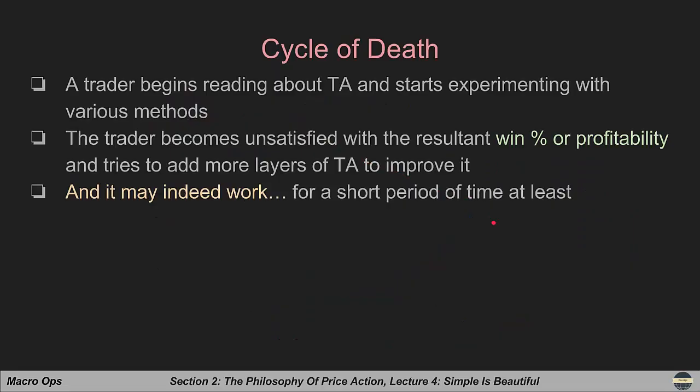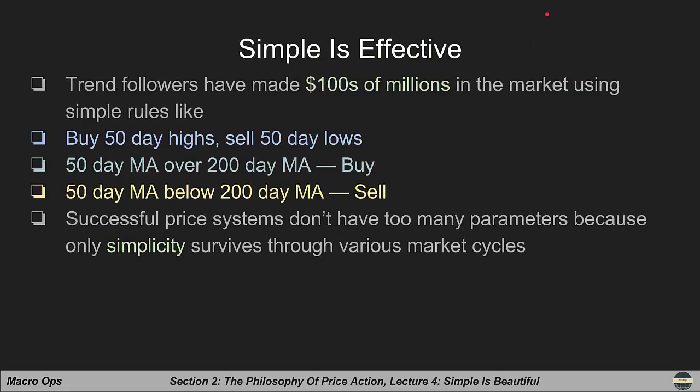All right, so a trader first coming in and reading about technical analysis and experimenting with various methods usually falls into this trap because they keep adding and adding and adding to try to up win rate and profitability. And it never works for the long haul, and they get more and more frustrated, and they eventually end up leaving price action technical analysis on the curb altogether because they got so frustrated from this cycle of death. When in reality, you can have a very effective system with simple rules.